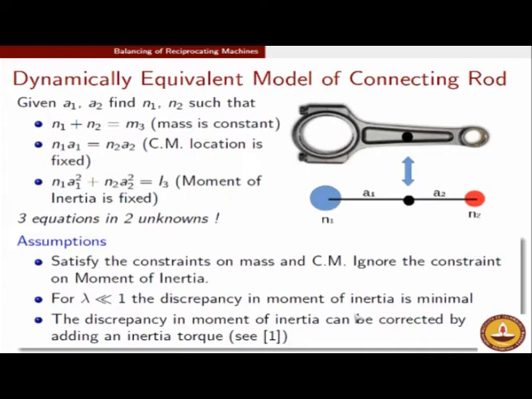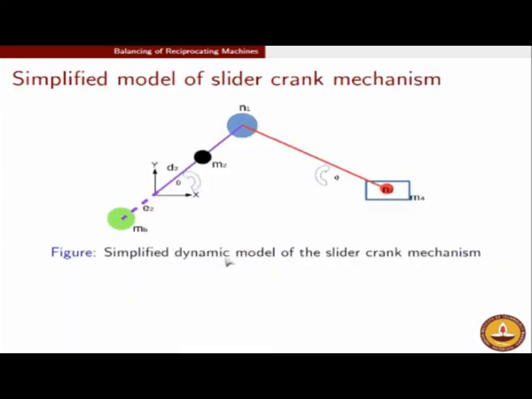It is not that it cannot be corrected. If you just include one more inertia torque, which is basically arising due to the discrepancy in this moment of inertia, then we should be able to correct this step later also if we want. So with that assumption we will now be satisfied with our dynamically equivalent model, but then the question arises, how does this simplified dynamically equivalent model actually help us to find the unbalanced forces? So that is what we are going to do in the next slide.